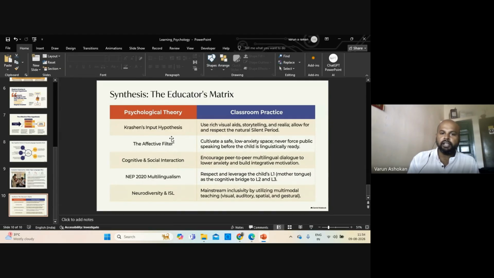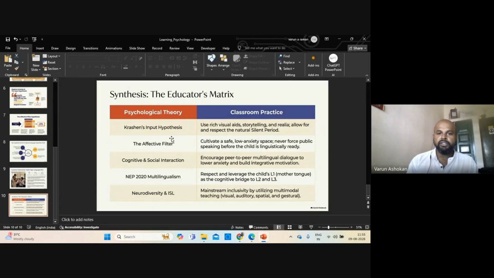Second, he recommends the affective filter: cultivate a safe and low-anxiety space. Never force public speaking before the child is linguistically ready, because sometimes we say, oh, you go and talk, it is fine. But he recommends that you build a low-anxiety space, a positive environment, so that the child is ready and uses the language.